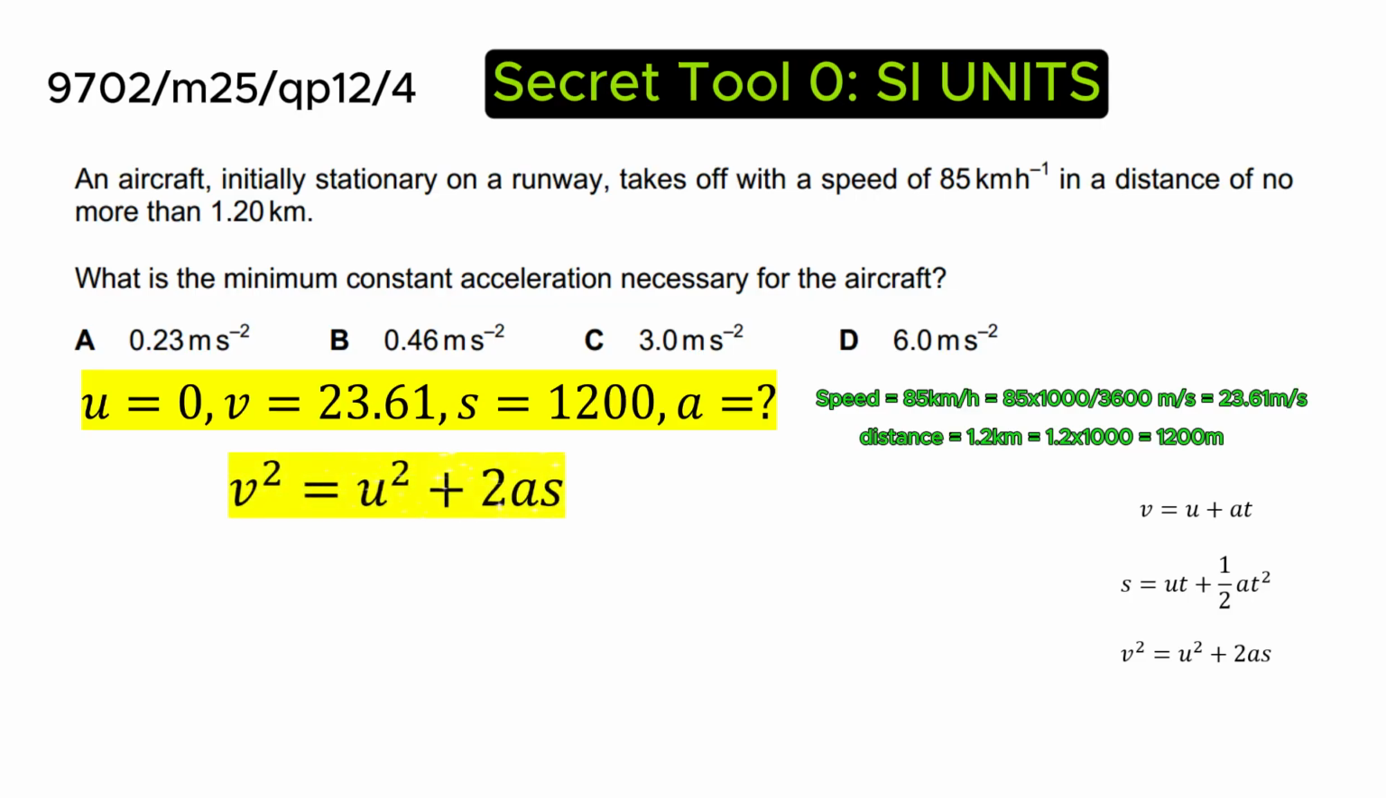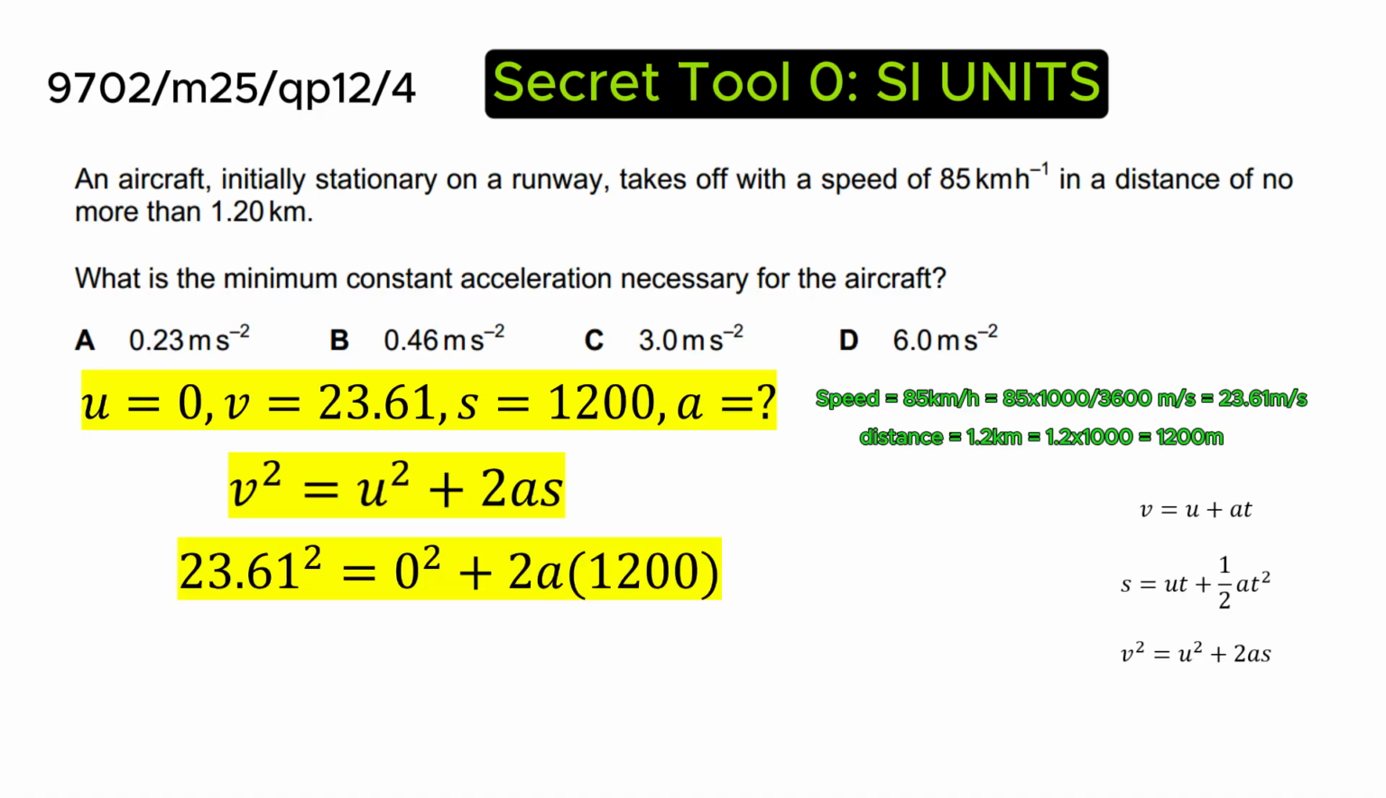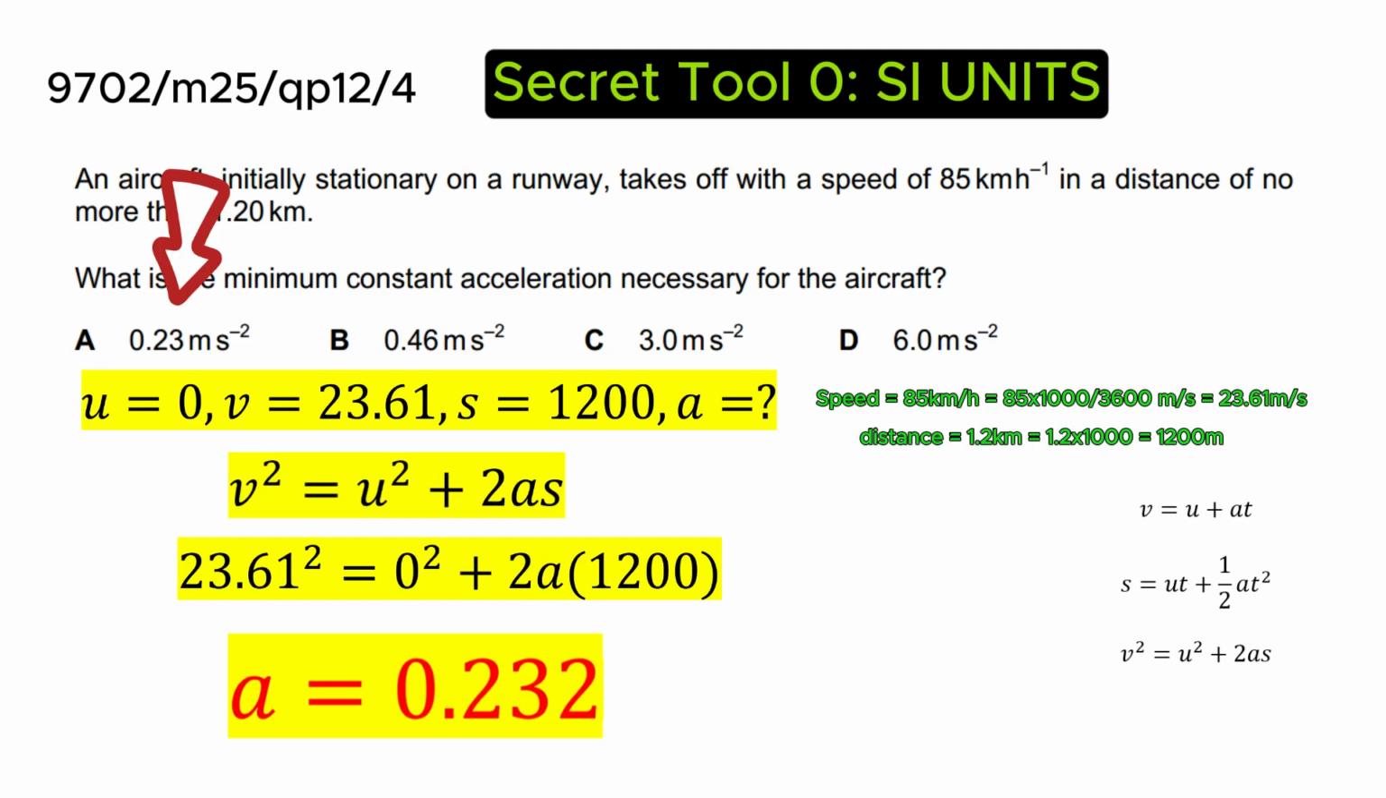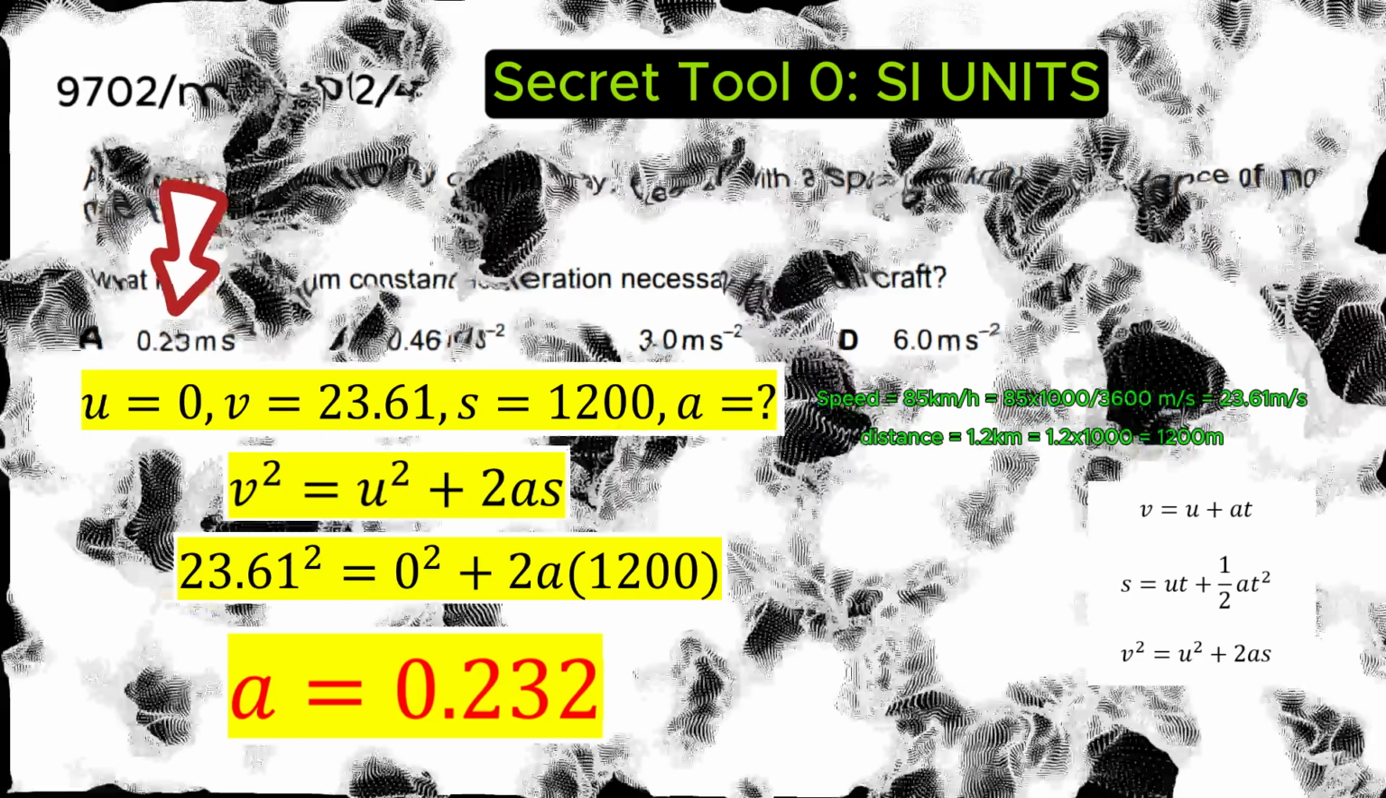Therefore, this is the equation that we should use. Substitute all the corresponding values and solve the equation. Finally, we got acceleration equals 0.232. So the answer is option A. If you didn't convert those units, you'd be nowhere near the right answer.